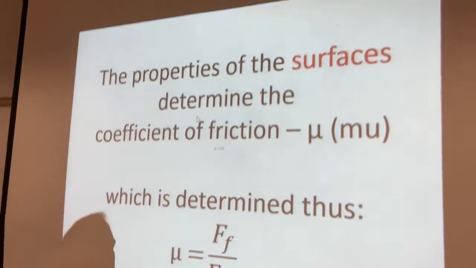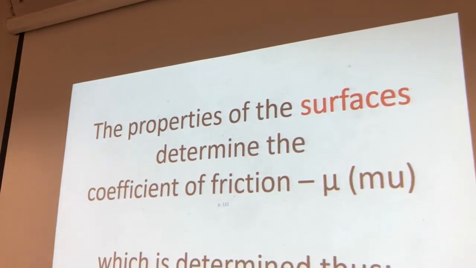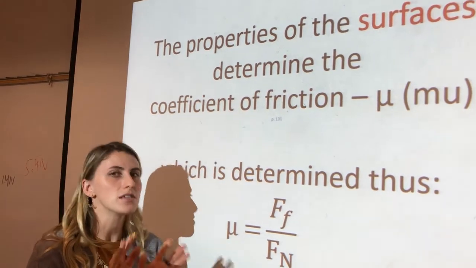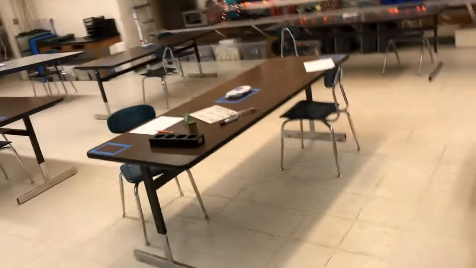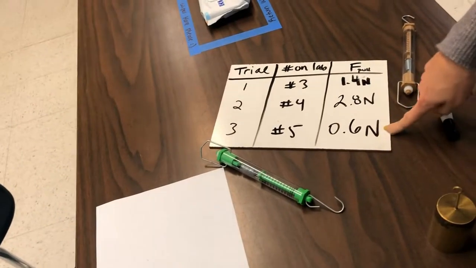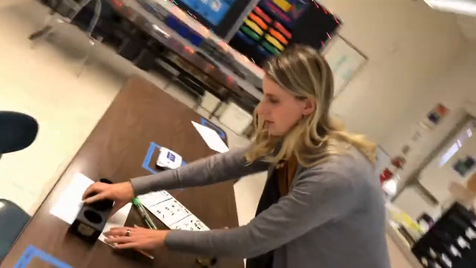The properties of the surfaces determine the coefficient of friction, because every surface is a little different, right? When we went from the block on the table, we got 2.8 newtons. When we went to the block on the paper, we got 0.6 newtons. So that really changed the amount of friction. This surface is different than this surface. That's what we're seeing.